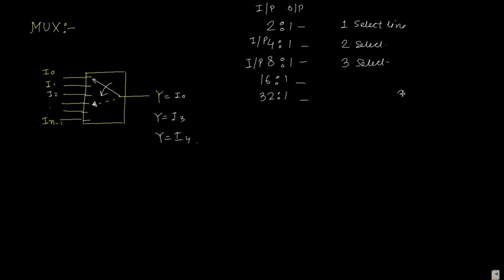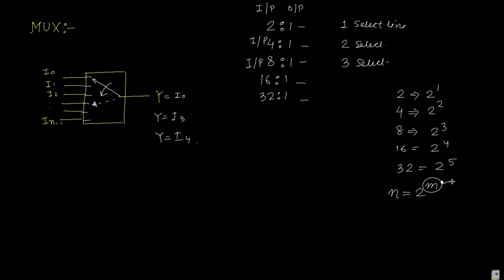So first we consider 2 inputs as 2 to the power 1, 4 is equal to 2 to the power 2, 8 is equal to 2 to the power 3, 16 is equal to 2 to the power 4, 32 is equal to 2 to the power 5, like this. That means n is equal to 2 to the power m. The m is nothing but the select line, and n is nothing but the input.